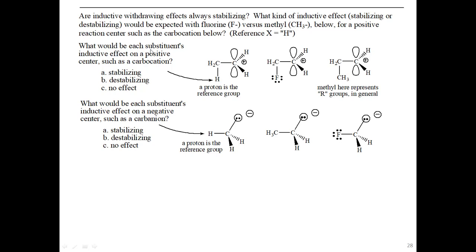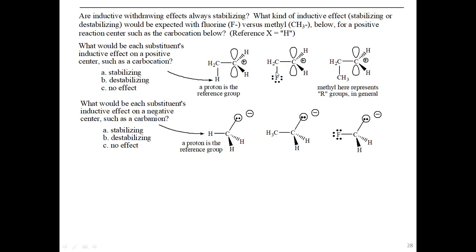So what would be each substituent's effect, inductive effect, on a positive center, such as a carbocation? Is it going to be stabilizing, destabilizing, or does it have no effect? Okay, our reference point is always the hydrogen here. And then we're going to come along and put a fluorine in there in place of that hydrogen. Remember, this carbon has not enough electrons. It only has 6 electrons around it, so it needs more electron density.